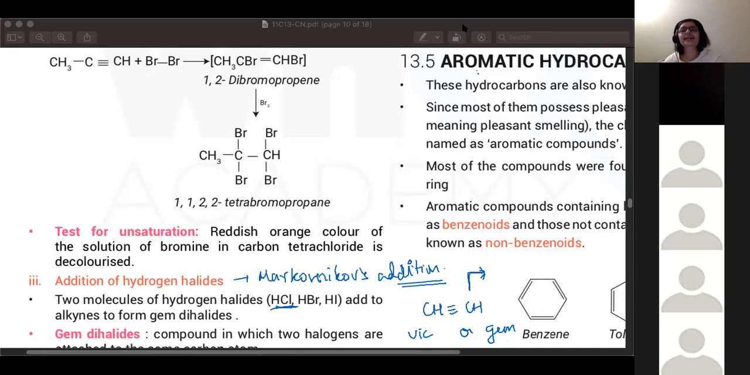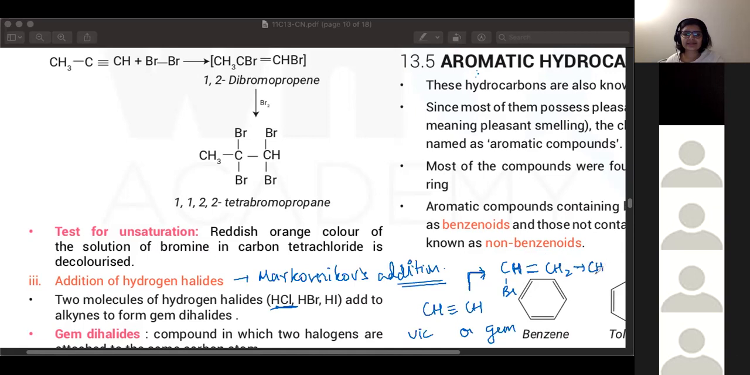Markovnikov rules. The first will be CH. In this case, Br can attach to any place. So CHBr, and CH2, with a double bond. Then the next step, the CH has fewer hydrogens, so the Br will attach again to CH, and the CH2 will get a hydrogen.